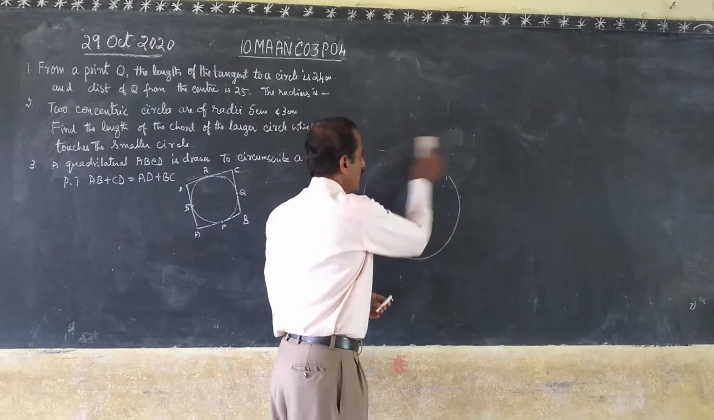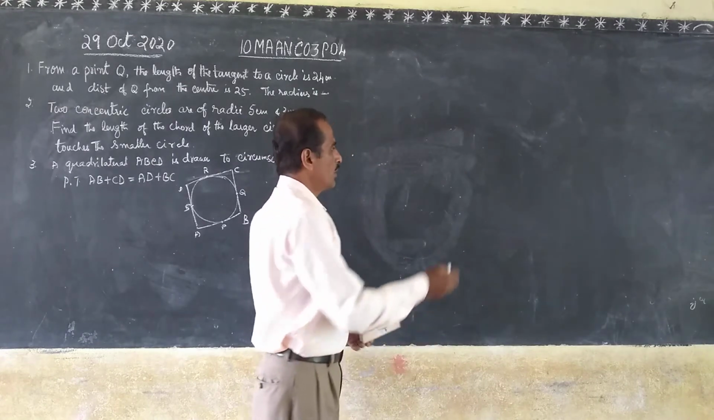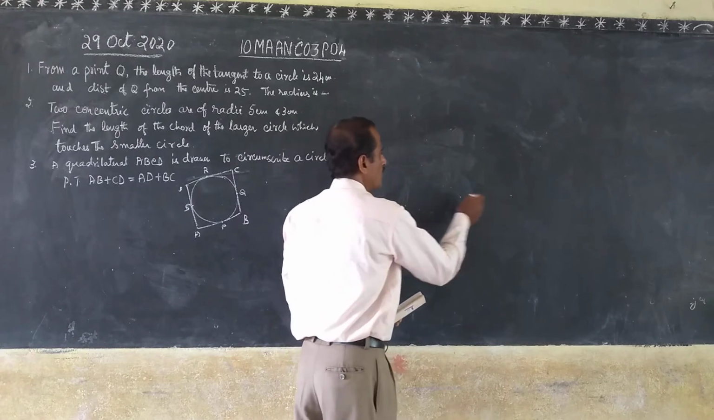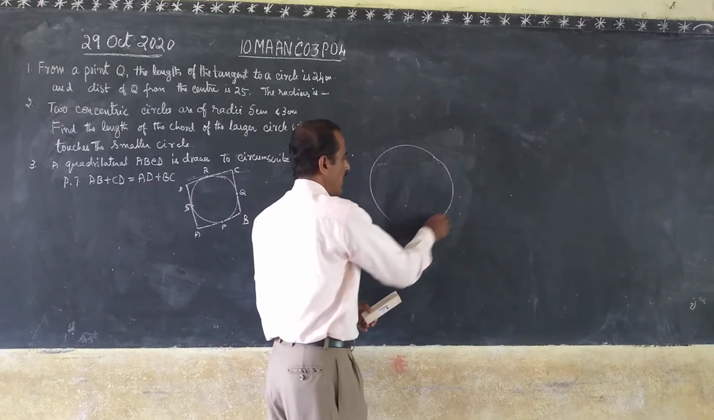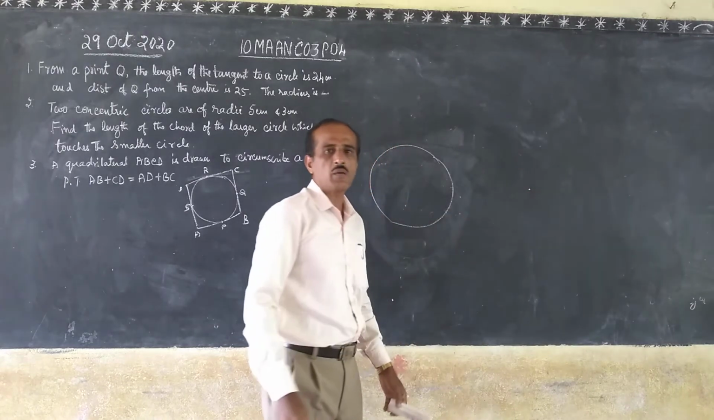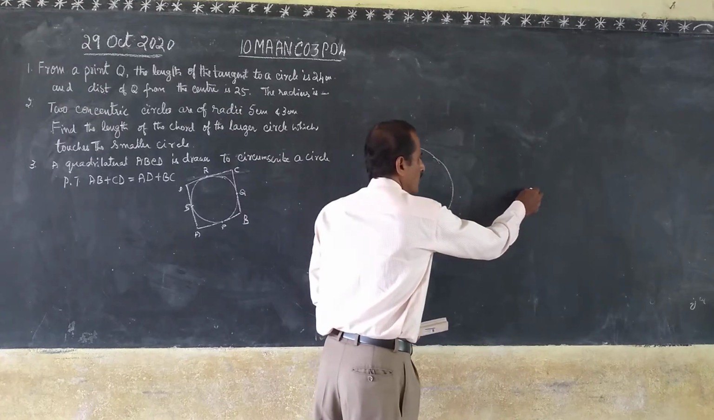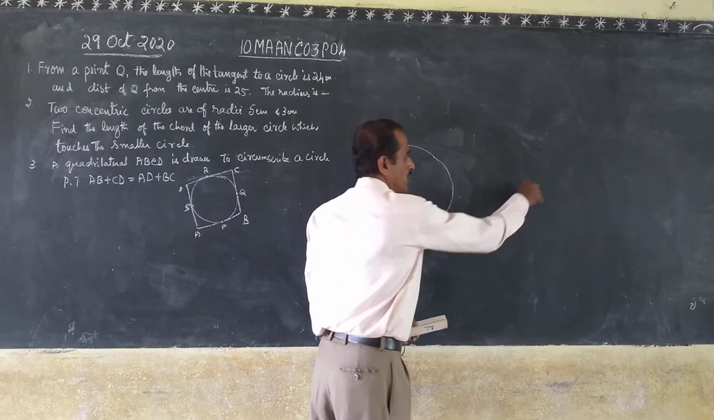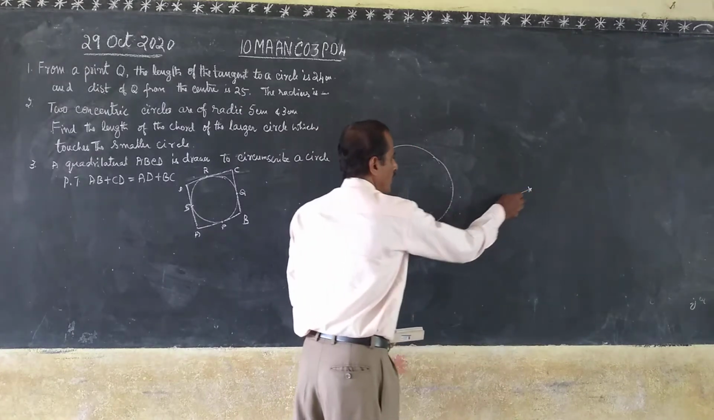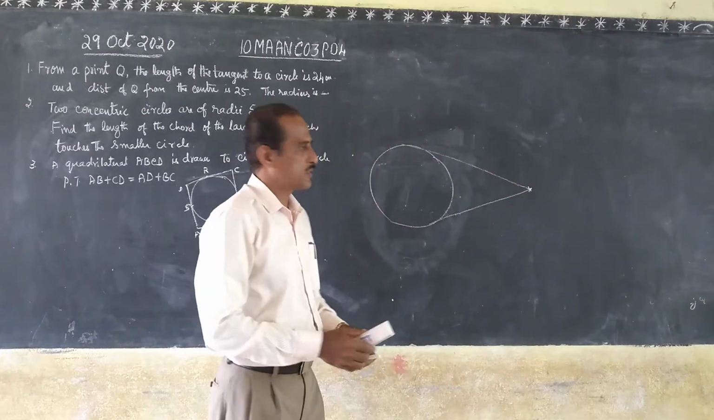Then another property: you can draw a maximum of 2 tangents to a circle from an external point, from outside. One theorem you have studied, 2 important theorems you have studied. One theorem says you can draw from an external point, if it is an external point, 2 tangents, maximum 2 tangents. So you must know this.